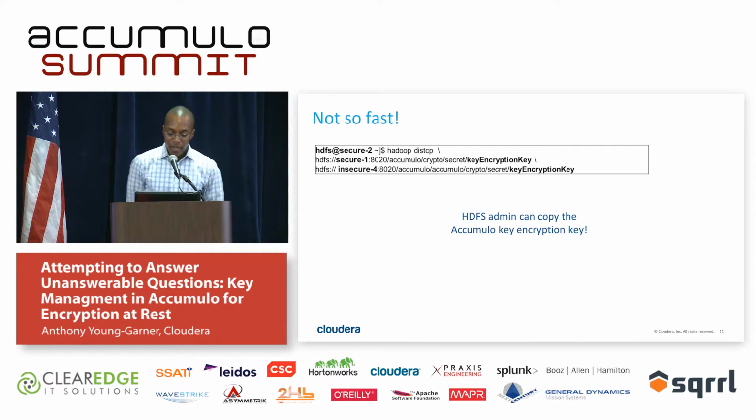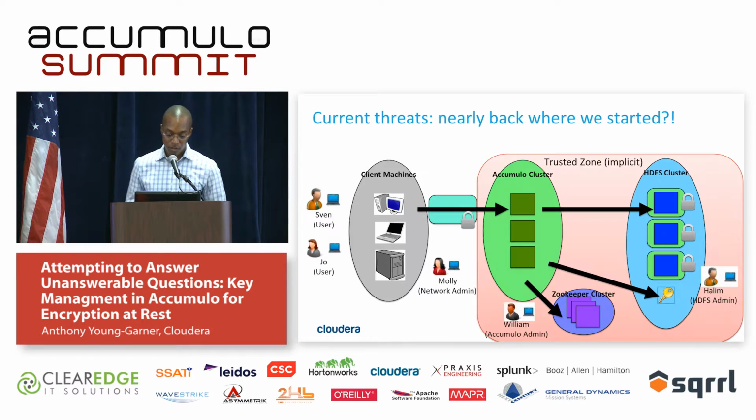So as I mentioned, the key encryption key is what's protecting all of the data that's encrypted in the Accumulo encryption at rest solution. And again, if we're storing that key encryption key on HDFS, then we can just copy that key encryption key to the insecure cluster as well, and we've once again got back to the same place. So Halim is much harder to thwart than we might think. Right, so here we're just right back to where we started.